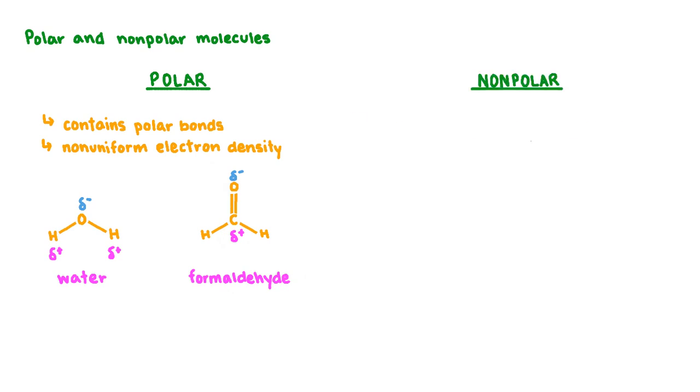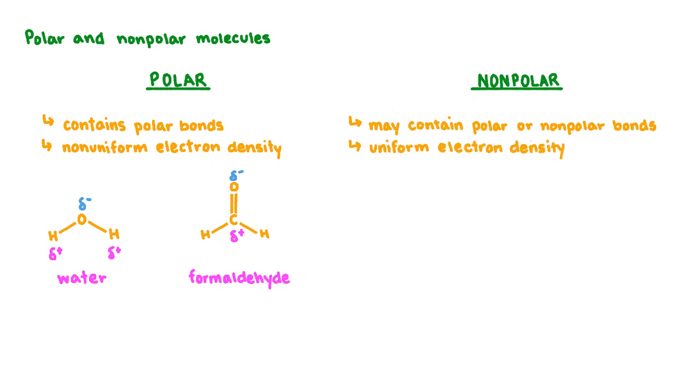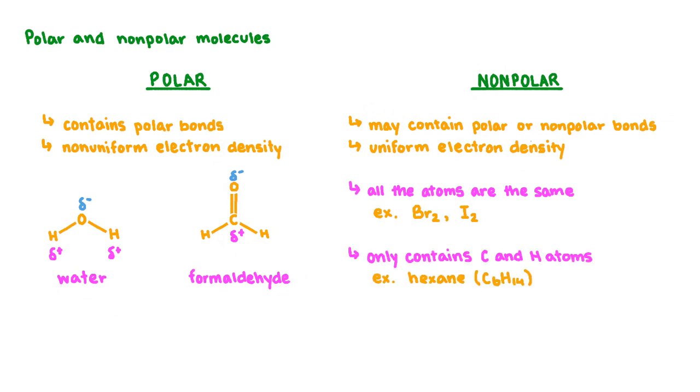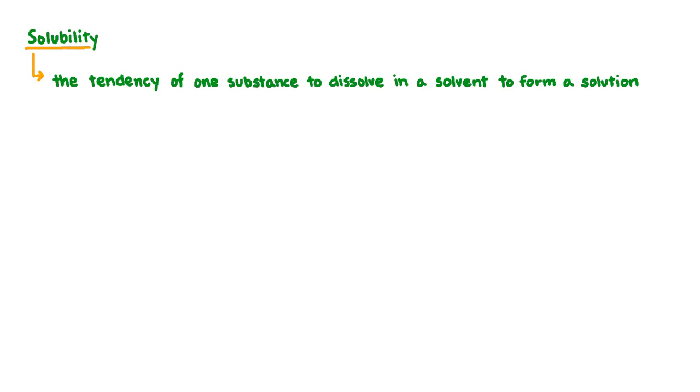Nonpolar molecules may contain polar or nonpolar bonds, but they must have a uniform electron density. In general, if all of the atoms in the molecule are the same, the molecule only contains carbon and hydrogen atoms, or the polar bonds are symmetrically distributed, the molecule will be nonpolar. Now that we can recognize polar and nonpolar molecules, let's examine the solubility of these substances in one another.